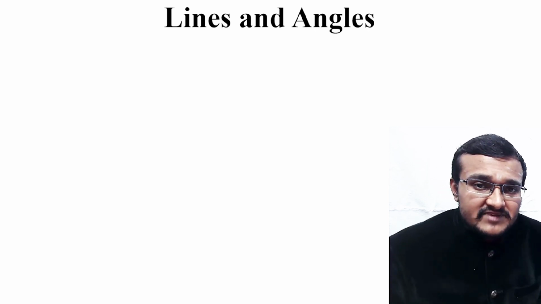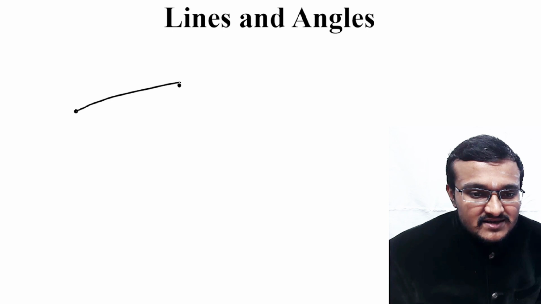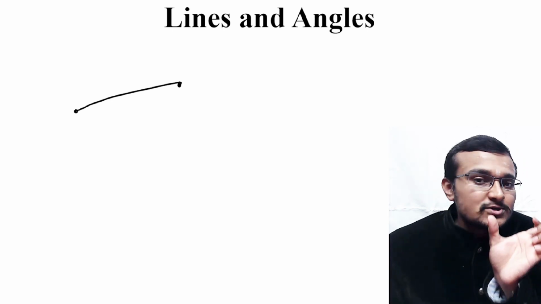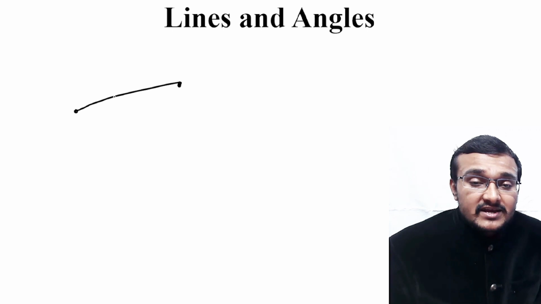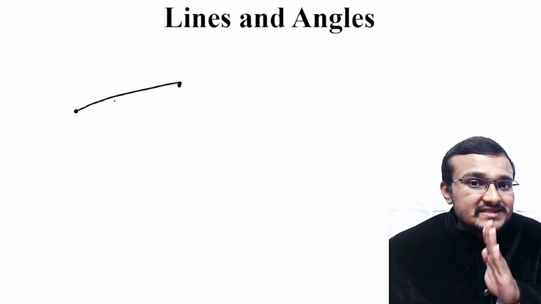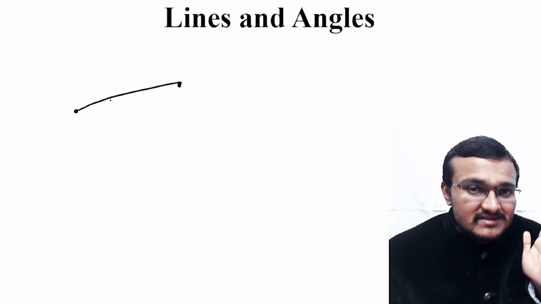So in the previous chapter, we have learned that if you take 2 points in a plane, and if you connect these 2 points, then you will form a straight line. So a straight line can be drawn between 2 points. Now if two straight lines are intersecting with each other, then they form a certain angle between them.